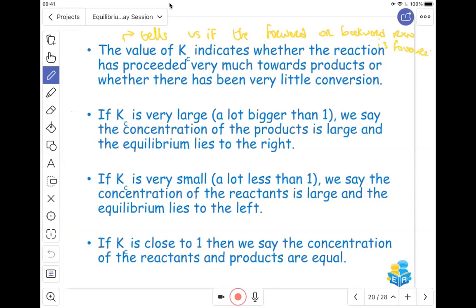Okay, so some pieces of information for you here. If the Kc value is very large, i.e. it is a lot bigger than 1, we would say that the concentration of the products is large and equilibrium lies to the right. And you may have learned that in school as the forward reaction is favored, meaning that we have lots of products being produced. If the Kc value is very small, i.e. it is a lot less than 1, we would say that the concentration of the reactants is large and the equilibrium lies to the left. And I'm sure you've guessed it by now, that would mean that the backward reaction is favored.